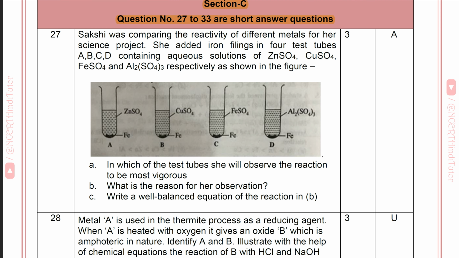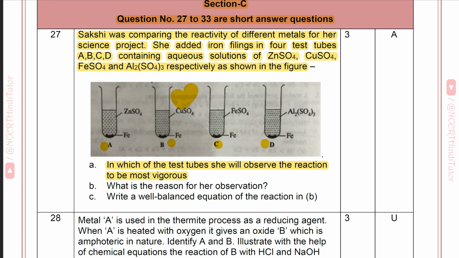Question 27. Sakshi was comparing the reactivity of different metals for her science project. She added iron filings in 4 test tubes A, B, C, D containing aqueous solutions of ZnSO4, CuSO4, FeSO4 and Al2(SO4)3 respectively as shown in the figure. A. In which of the test tubes will she observe the reaction to be most vigorous?